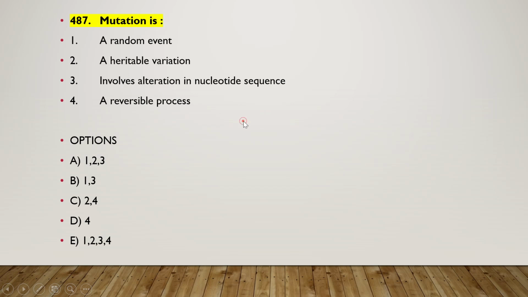So next one is, mutation is a random event, a heritable variation, involves alteration in nucleotide sequence or a reversible process, and the right answer is option E. All the options are correct about the mutation.